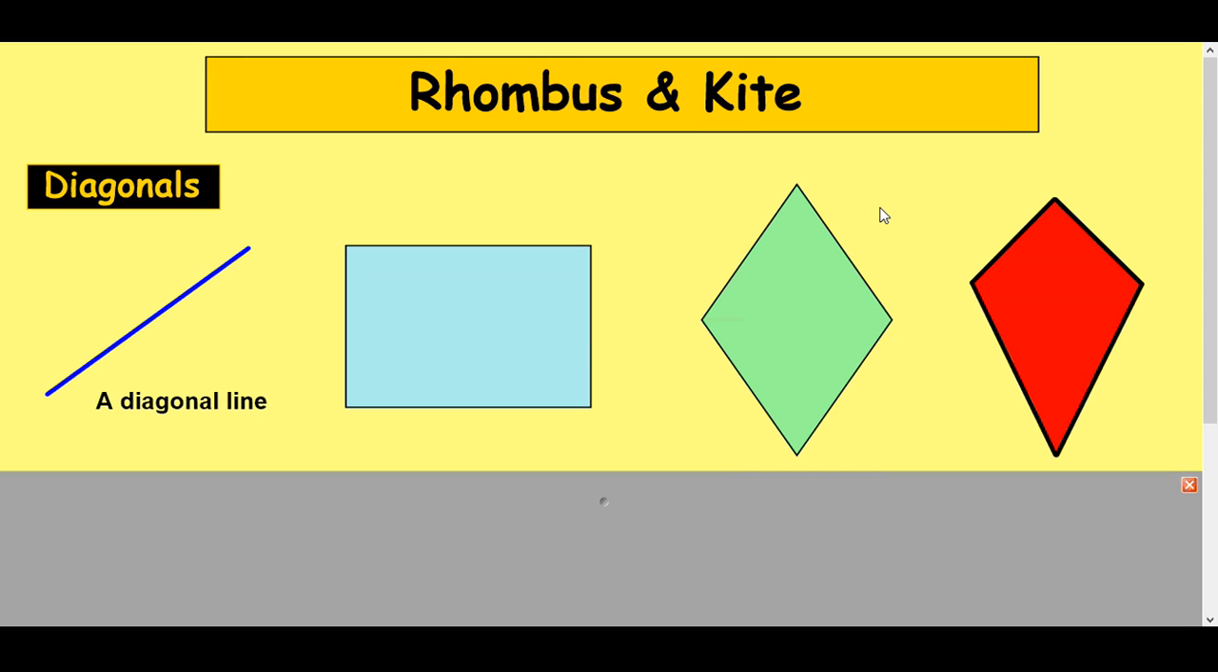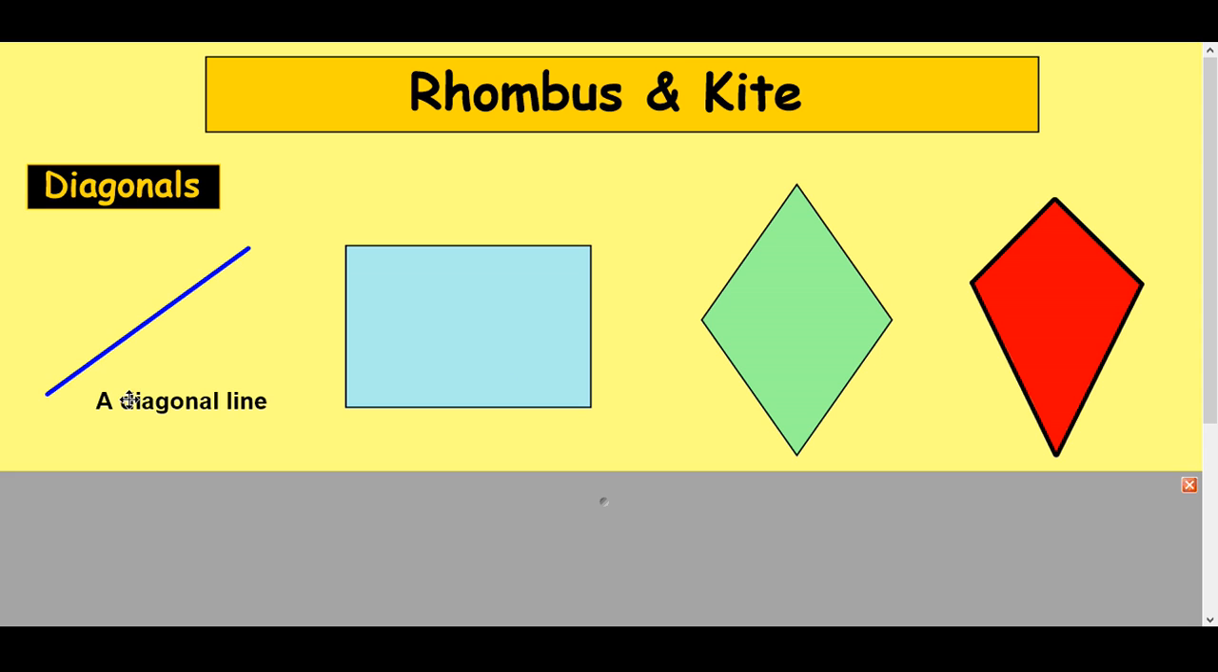Hi there, in this lesson we're going to look at the area of a rhombus and also the area of a kite. Now before we get into that, it's important to look at the word diagonal. Now the word diagonal in maths springs up ideas of a diagonal line usually.